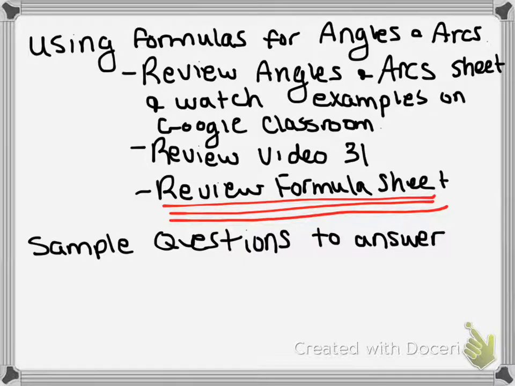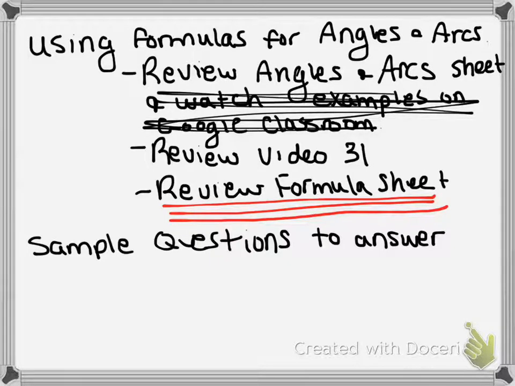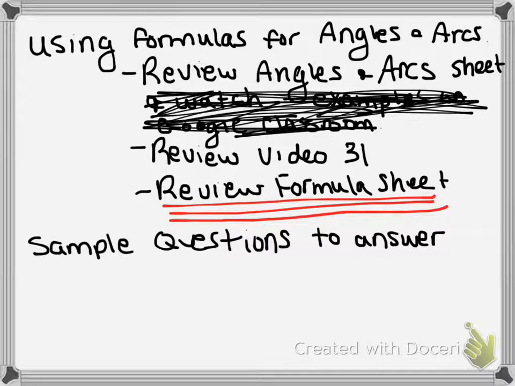Now next, using formulas for angles and arcs. So you need to review the angles and arcs sheet and watch, well, I didn't do any examples on Google Classroom for that one. But you need to make sure that you go back and look at that sheet, okay, because I marked the ones you got wrong, and hopefully you have reviewed them and you now know how to solve them. If you need to do a little review, make sure you can go back and watch video 31 or video 32. They both include questions from that. And then again, review that formula sheet and make sure that you bring it with you. So some sample questions to answer are following.